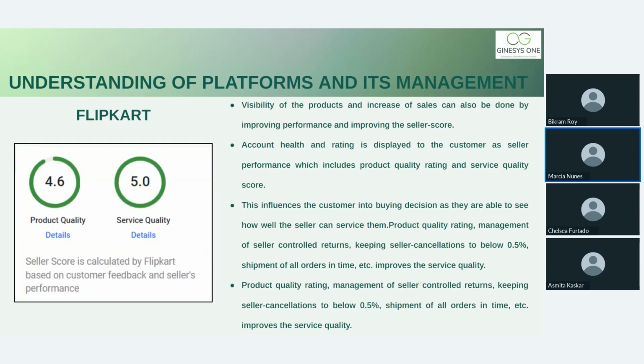On Flipkart, visibility of the products and increase of sales can be done by improving performance and improving the seller score. Account health and rating is displayed to the customer as seller performance, which includes product quality rating and service quality score. This influences the customer's buying decisions as they are able to see how well the seller can service them.